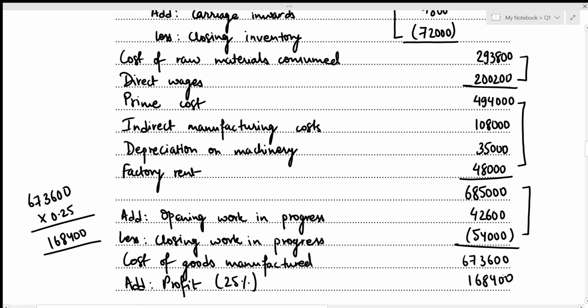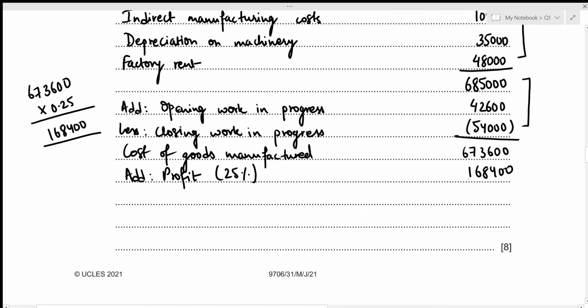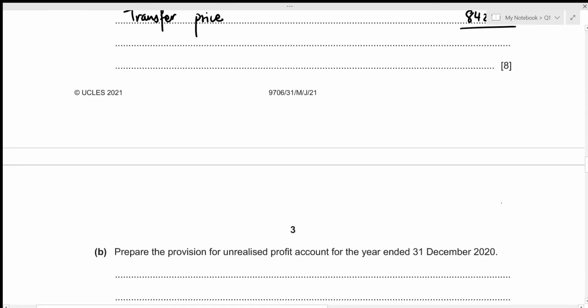Now, if we add the cost of goods manufactured to the profit or the markup of 25%, then we will get our transfer price. So the transfer price is just going to be 673,600 plus 168,400, which is 842,000. This concludes our manufacturing account as well as the first part of this question. Now we can move to the second one.